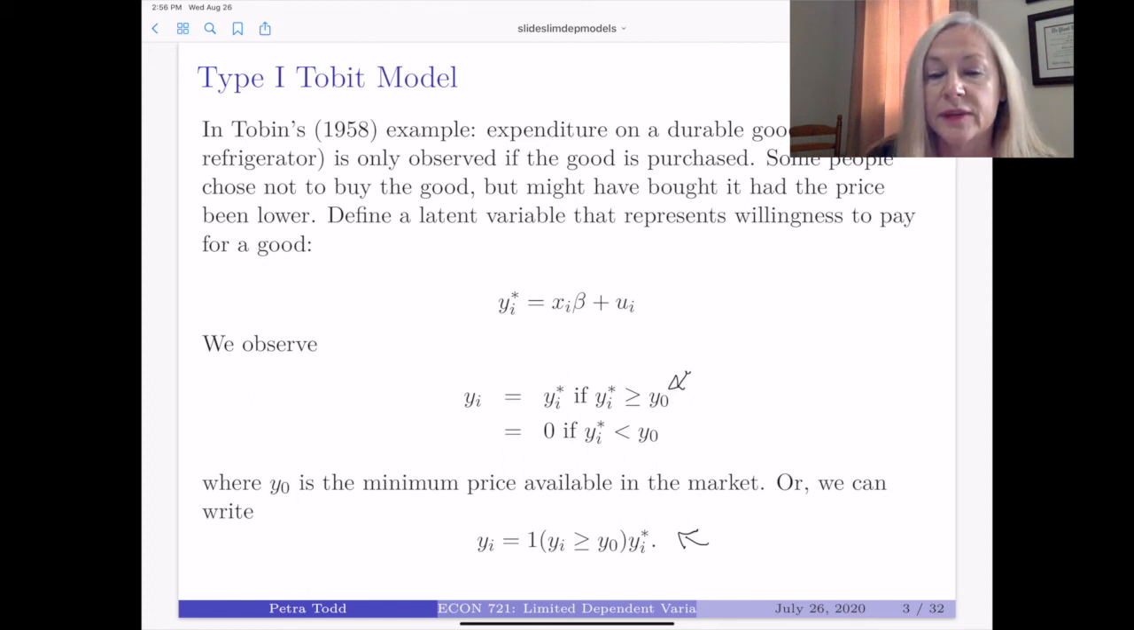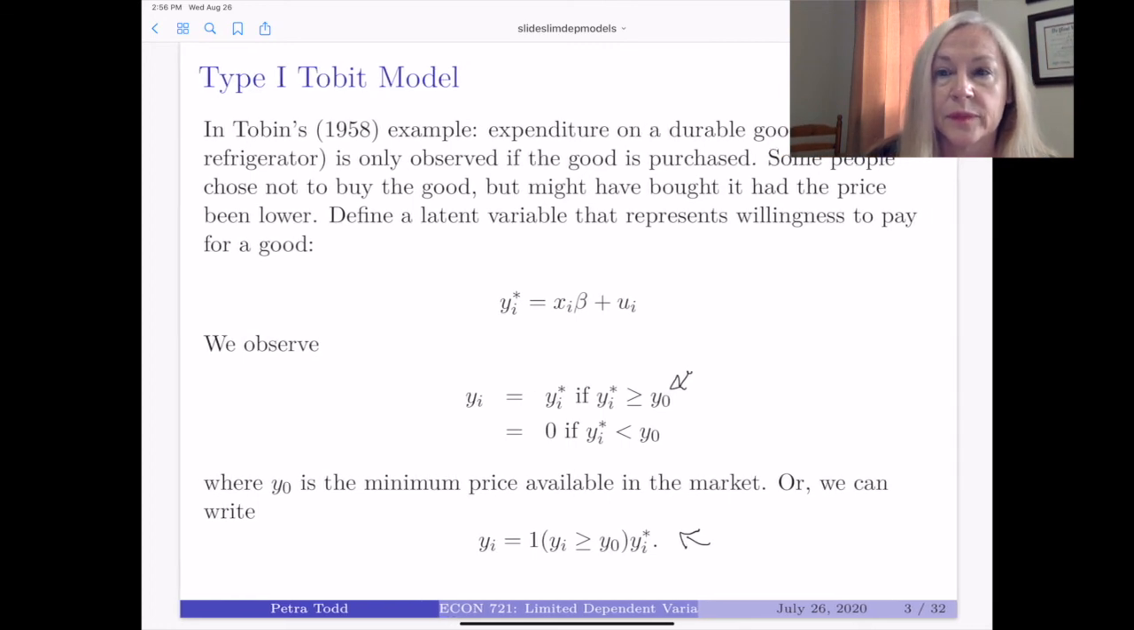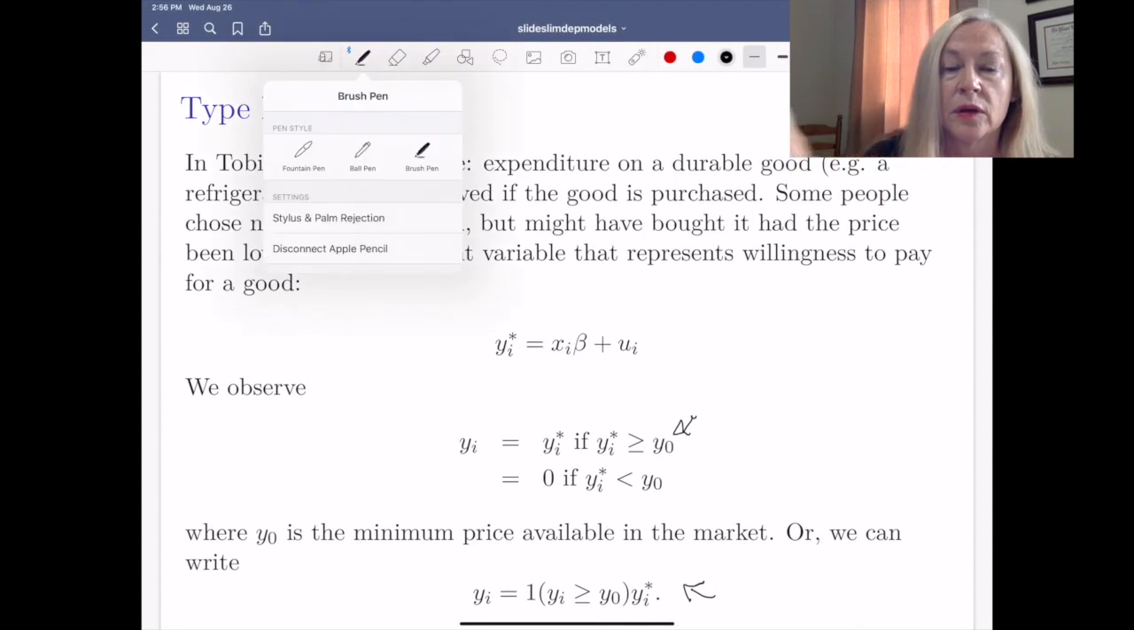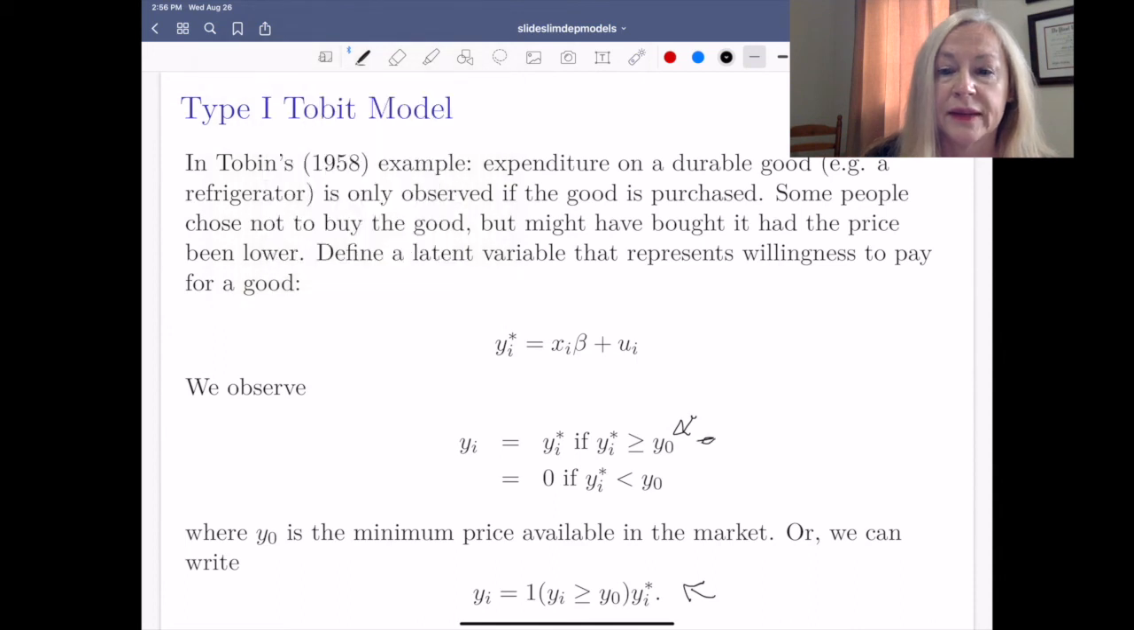So we assume that there's some minimum price in the market, which is, let me turn on the pencil here. Yes, so that's the minimum price in the market, Y0. Okay, and so they only buy the goods. So you see the price they're willing to pay if the price is above the minimum price. Okay, or you can write it this way here.